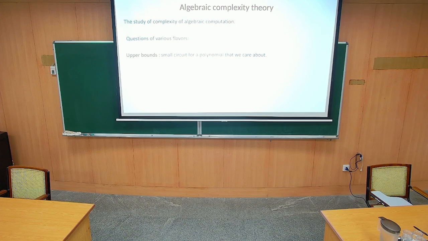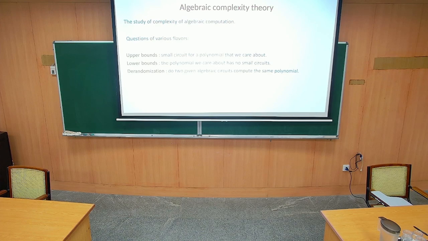the various flavors. There's a question of upper bounds, which is maybe there's a polynomial you care about and you want to understand what's the smallest circuit computing this polynomial. The smaller the circuit is, you would have a faster way of evaluating this polynomial, for instance. We also ask questions about lower bounds, which is the question of understanding if the polynomial we care about can be computed by really small circuits. Maybe you're trying to optimize the circuit size for a polynomial of interest and you get stuck at some point. At that point you would like to say that it can't get any smaller. So there's the question of lower bounds.